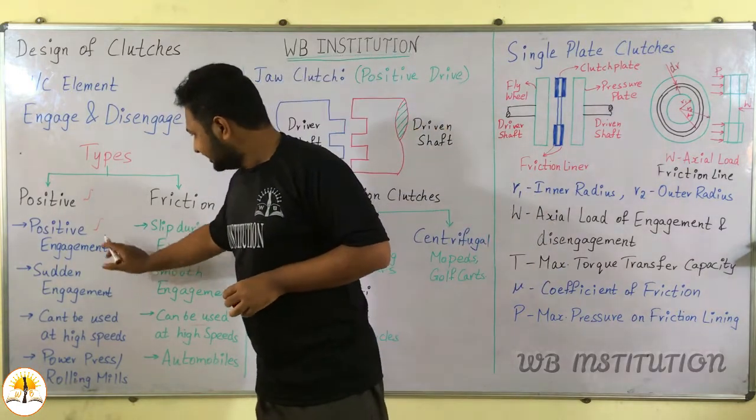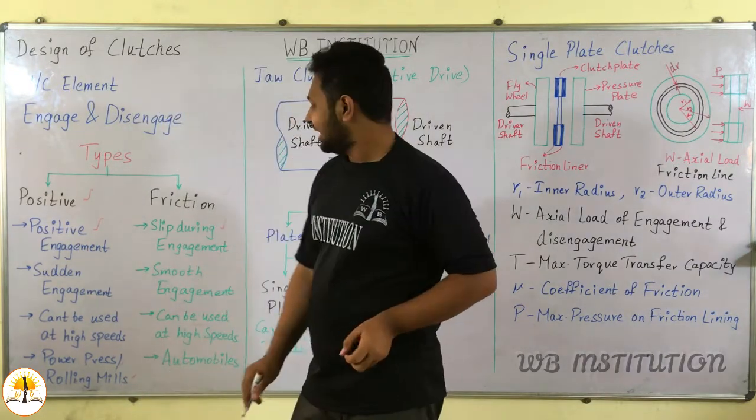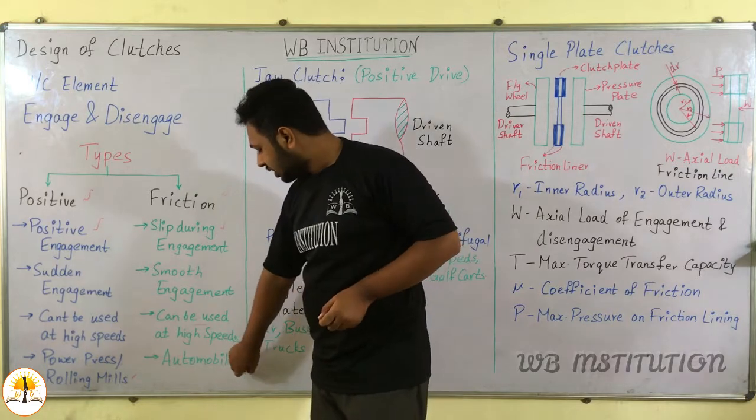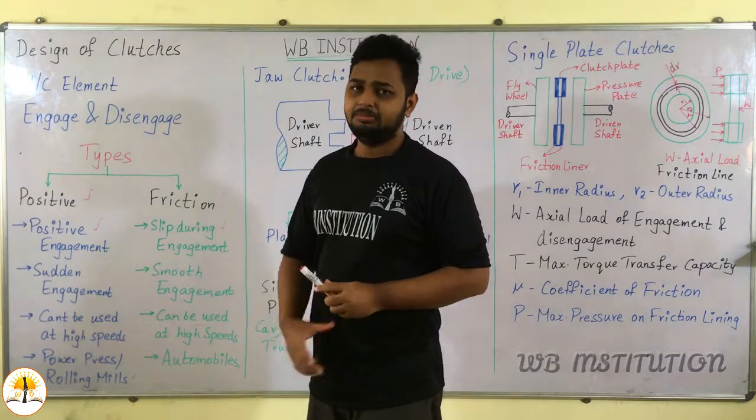Some examples of positive clutches are power presses and rolling mills, and examples for friction clutches are those used in automobiles. Now let us discuss each in detail.